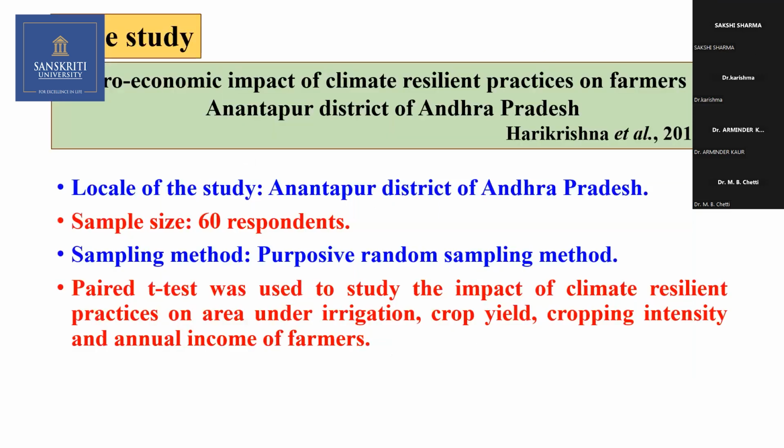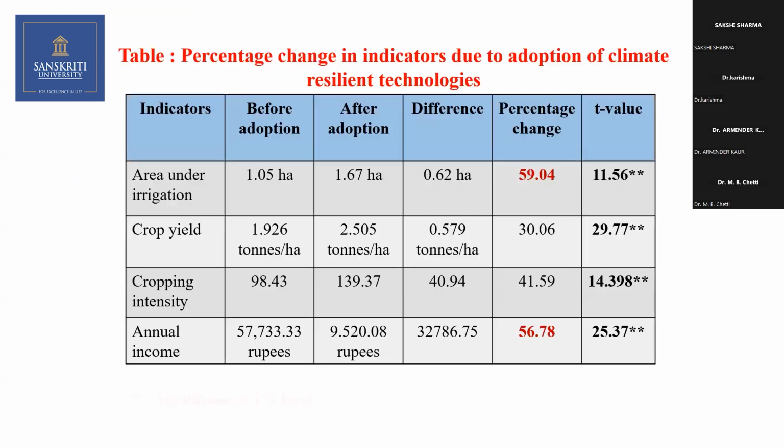Okay. Then the third case study, next case study is agro-economic impact of climate resilient practices on farms, Anantapur district of Andhra Pradesh. It is a study conducted by Hari Krishna et al. in the year 2019. You know, in Andhra Pradesh, there is a district called Anantapur district. 60 respondents were selected purposively, and paired t-test was used to study the impact of climate resilient practices on area under irrigation, crop yield, cropping intensity, and annual income of the farmers.